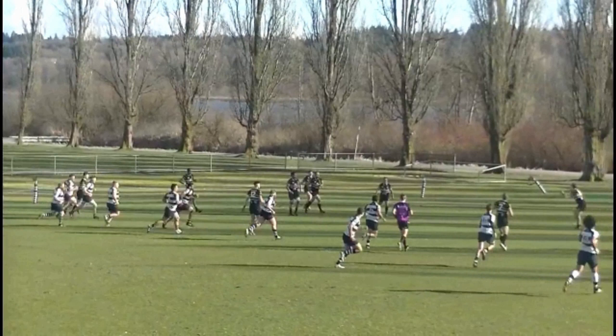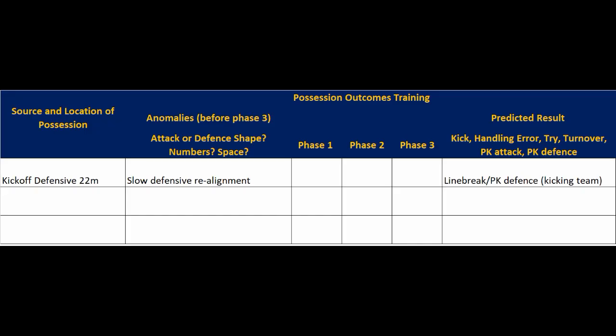In this case, the predicted result is altered because of the amount of space available to the defensive team when they receive the ball. Our anomaly is indicated as a slow defensive realignment, and our predicted result, instead of a box kick, which normally results from this position, is indicated as a line break or a penalty against the kicking team from the resulting pressure.